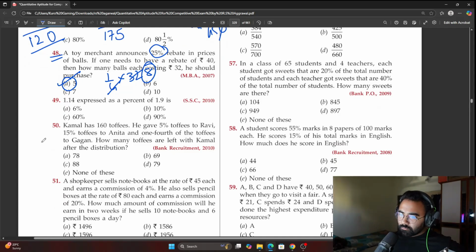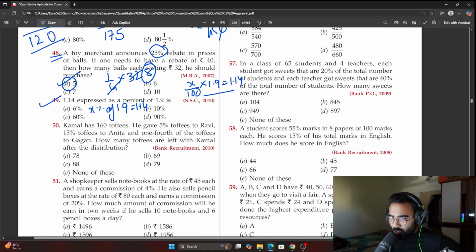Okay, 49th one. 1.14 expressed as a percent of this. Come on, this should be easy. X percent of 1.9 is equal to 1.14. Okay, so X upon 100 multiplied by 1.9 is equal to 1.14. Solve this and you get the answer to question number 49.